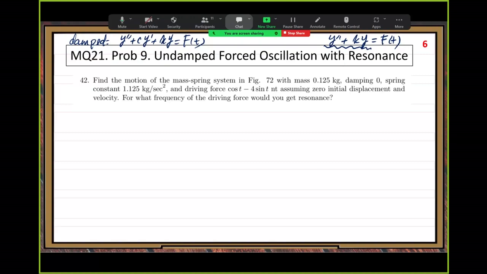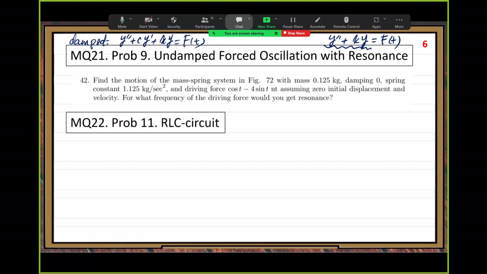Number 21. Number 22. Problem RLC circuit. Another important type. So here you can see, typically I pick the most important question types, the representative ones.